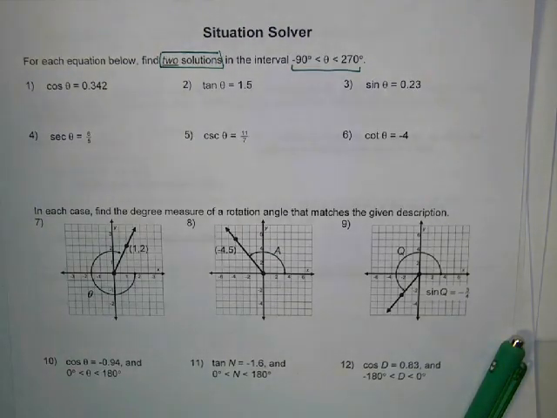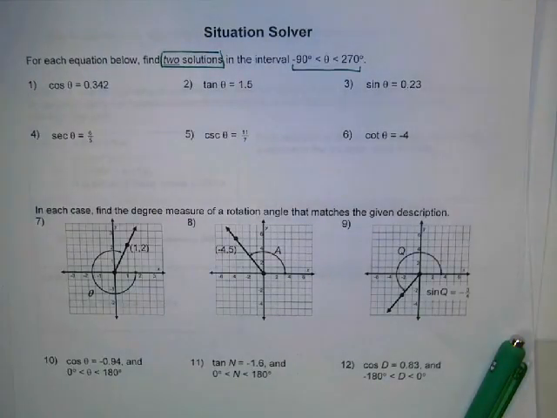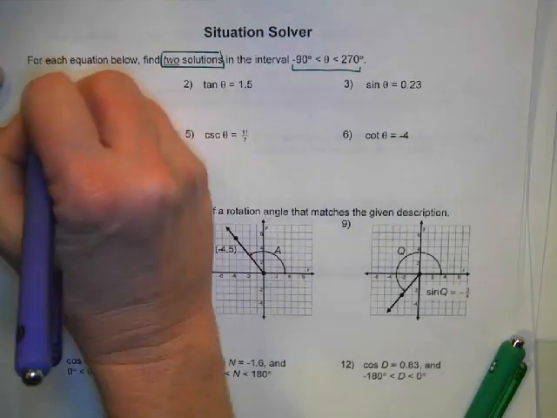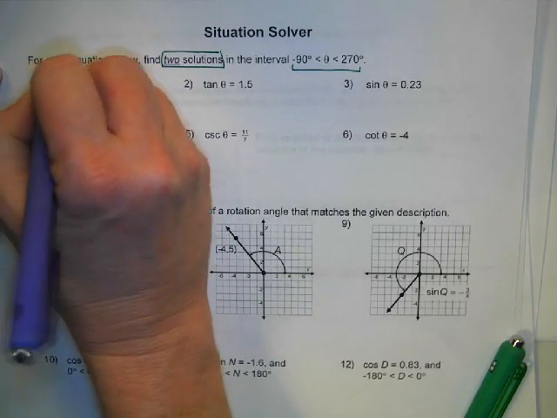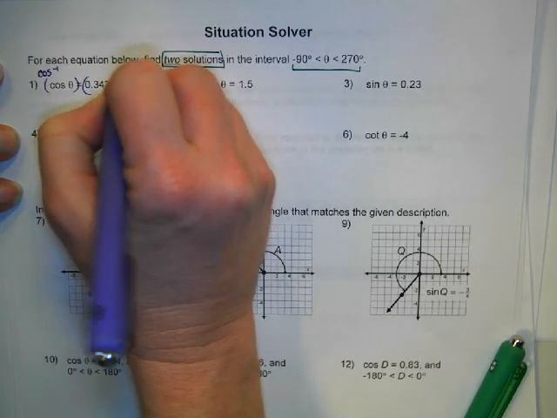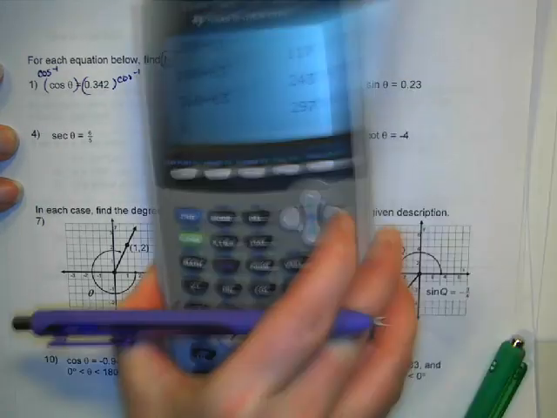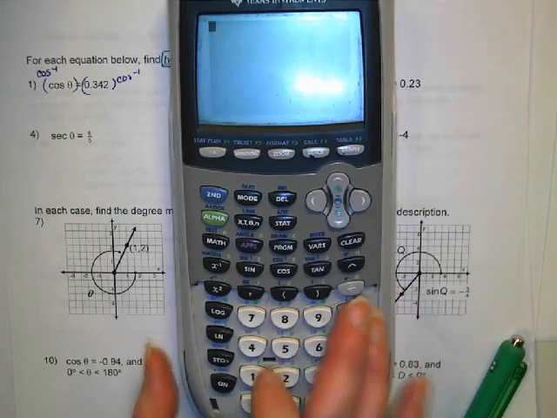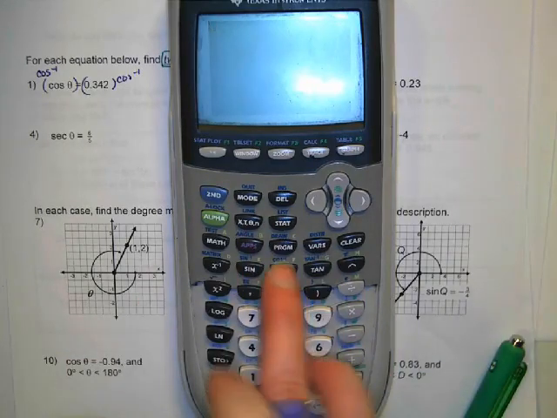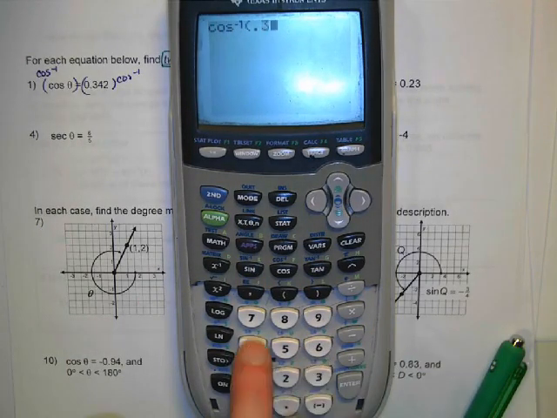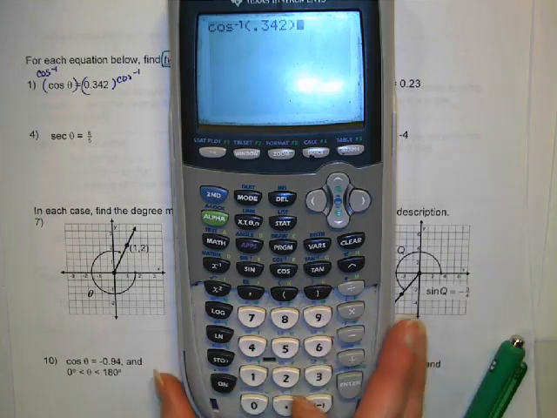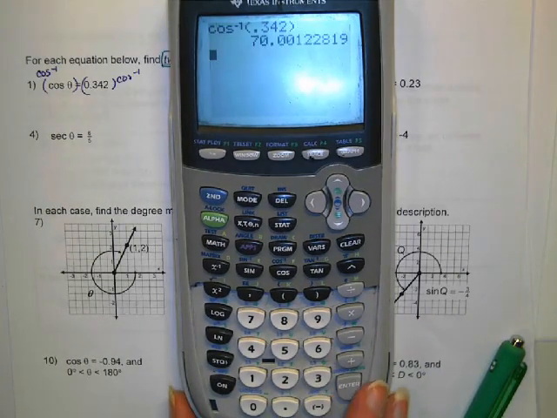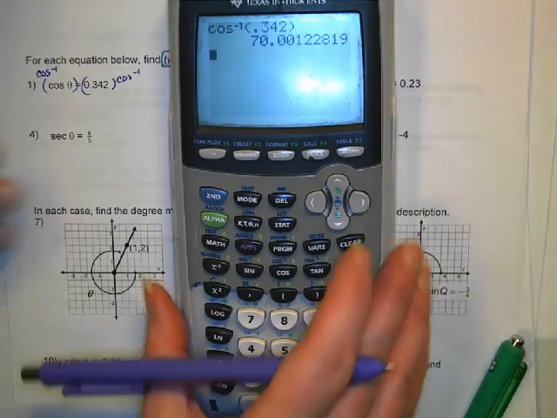In this case, I am actually looking for solutions. I need theta by itself. I need cosine gone. How do I get rid of cosine? Inverse cosine. So I'm going to arc cosine this, or inverse cosine. Those are two names for the same thing. Put that in my calculator. Make sure your calculator is in degrees. All right, so I put in 0.342, inverse cosine, and it gives me 70 degrees.